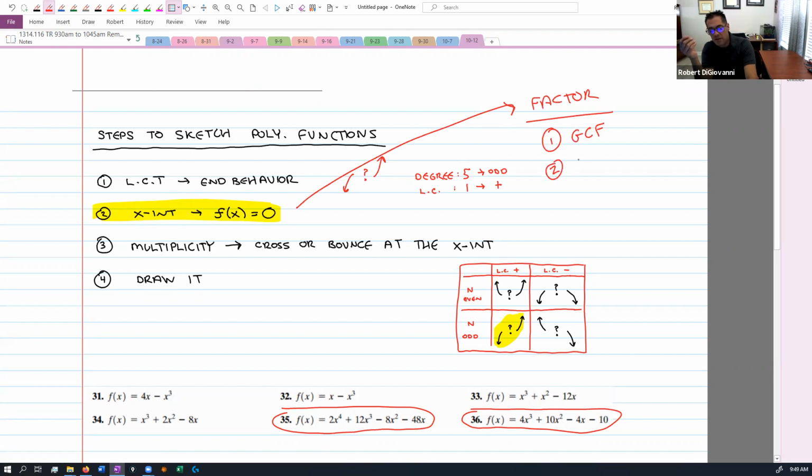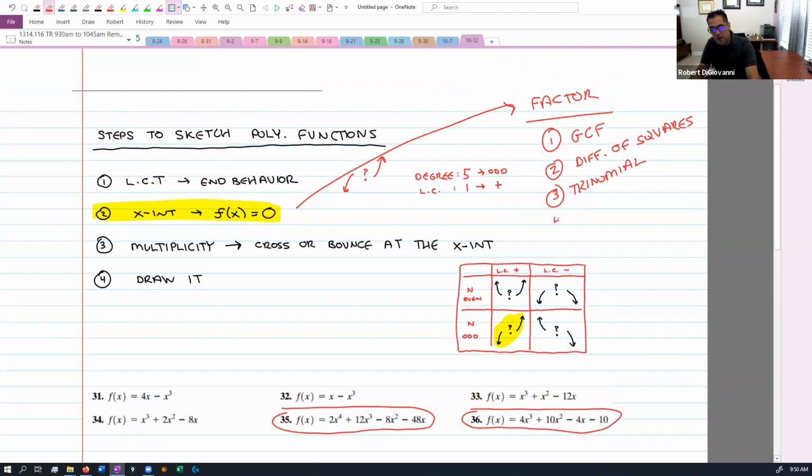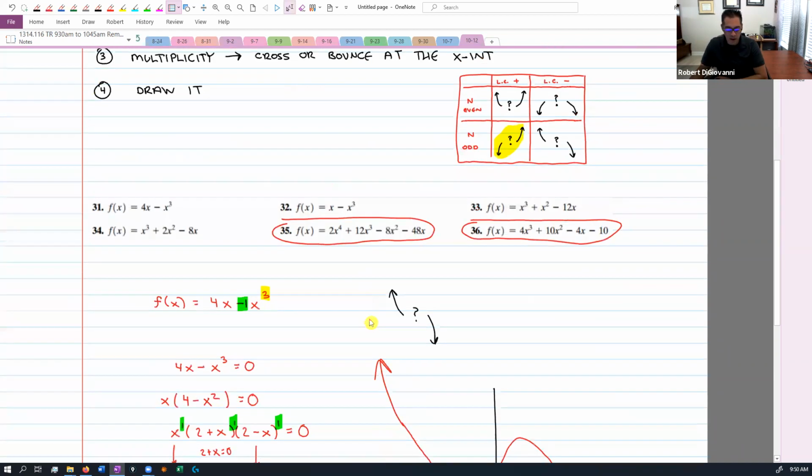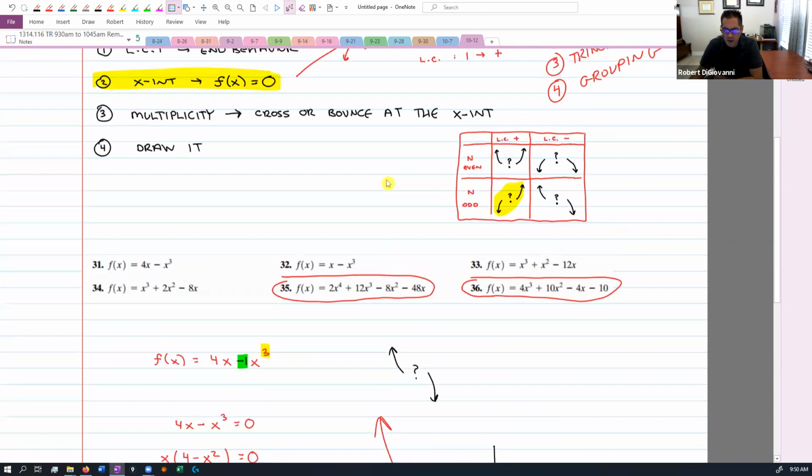I also expect that you can handle a difference of squares, right? That may come up. The next thing is the trinomial, which is like problems 33 and 34, which nobody asked me about. So I'm assuming y'all had no issues factoring the trinomials. And then the fourth thing is you could possibly have grouping, which is like what I just showed you on number 35. Did we do 35? I think we did 35.